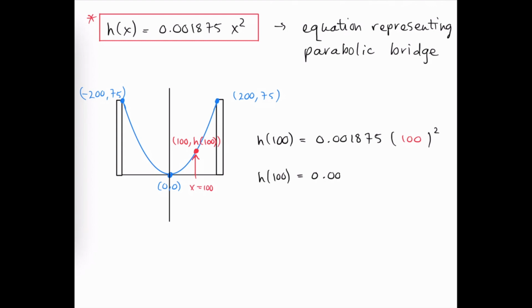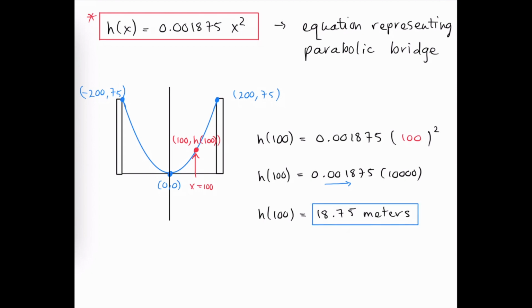We're going to have 0.001875 times 10,000. When we multiply by 10,000, we move the decimal to the right 4 places. And so the height of the cable is 18.75 meters above the road surface.